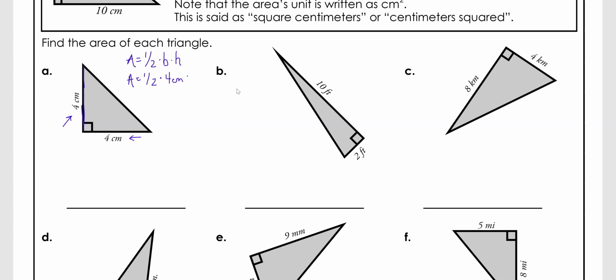The side is not always the height, okay? And the reason that this is the height is because this is a right triangle. That is the only reason why this is the height. The height is always perpendicular to the base. So we have 4 centimeters.